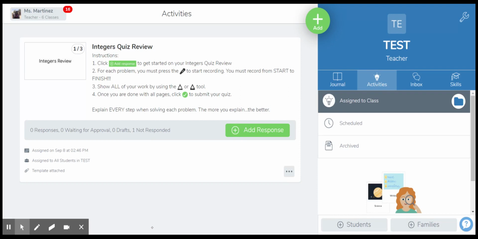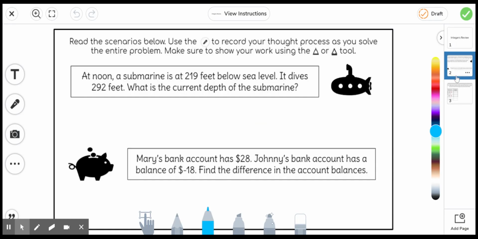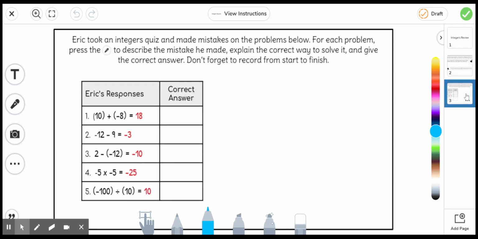Then what you want to do is find the integers quiz review. I can see that this is the integers quiz review because that is the title. So I am going to go ahead and click on add response to complete my assignment. Now, once I open that, I have 3 pages. The first is the title page. The second page are 2 review problems. And then the third review problem with multiple parts is on the third page.